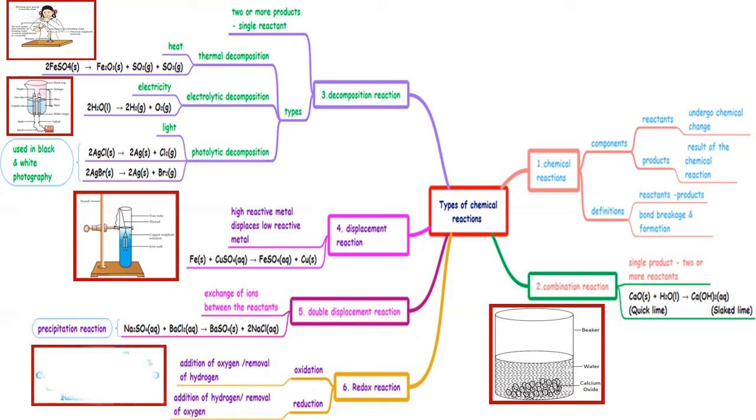And the last one is redox reaction. It is the reaction in which oxidation and reduction take place simultaneously. Oxidation is the addition of oxygen or removal of hydrogen. Reduction is the addition of hydrogen or removal of oxygen. In the reaction between copper oxide and hydrogen, copper oxide is reduced to copper and hydrogen is oxidized to water.